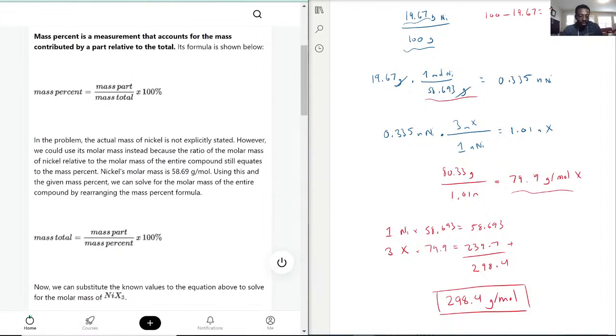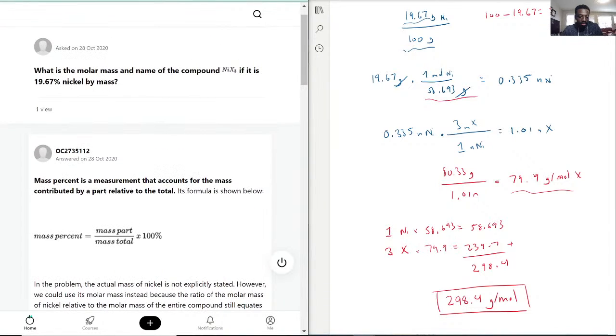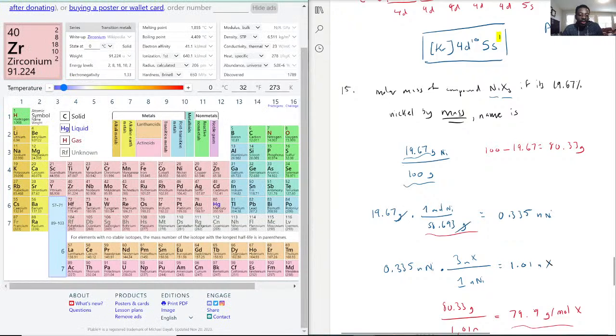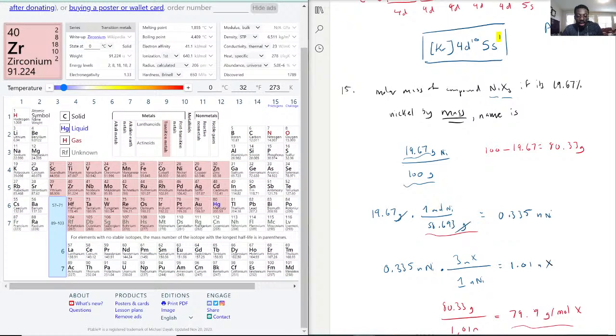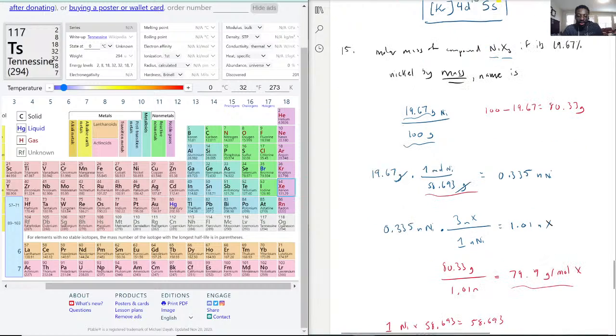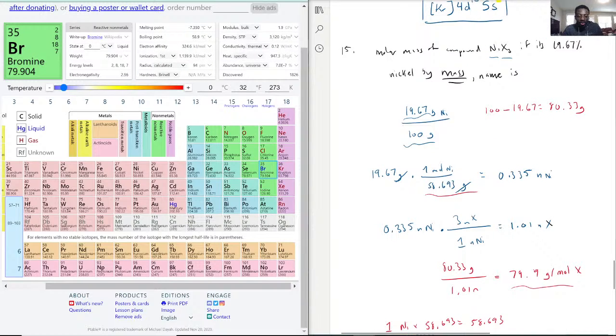So they have molar mass. I want to see what the thing is asking for. Molar mass and name of the compound. Oh. You see? Always read the whole question. So the name then is what? Okay, so let's look at the periodic table. What element has close to 79.9? Oh, there it is. Bromine.